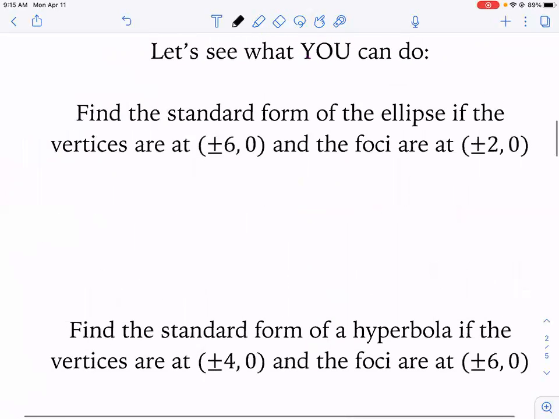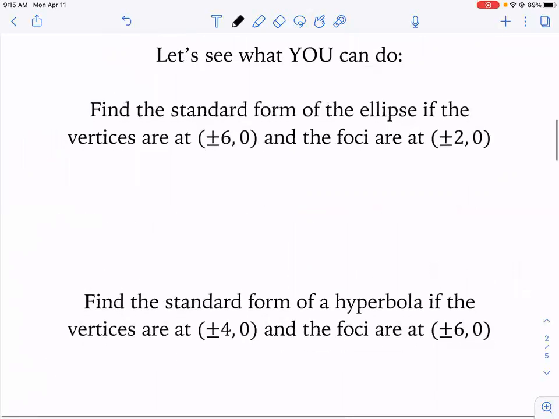I have 2 examples here. One is an ellipse, one is a hyperbola. For both of them, I am giving you the vertices and the foci. So you need to figure out, is this a horizontal or a vertical ellipse or hyperbola? You need to figure out the center, you need to figure out A, you need to figure out B. Once you have those 3 things, you'll be able to write your equation. I'm going to give you about 5 minutes to see what you can do with these 2 problems. And then obviously we'll talk about them together, but I'd like to see what you can do first.